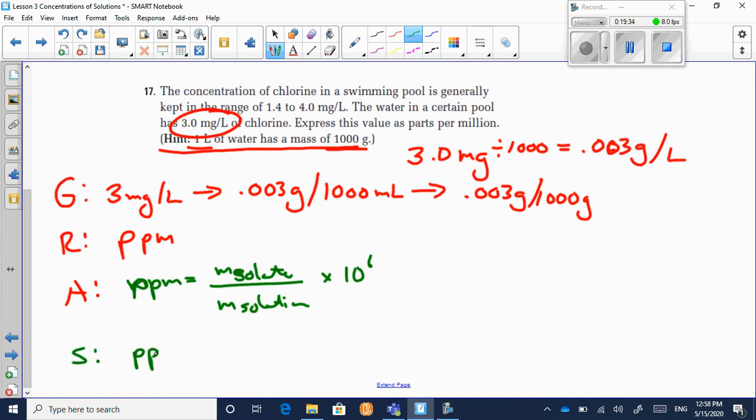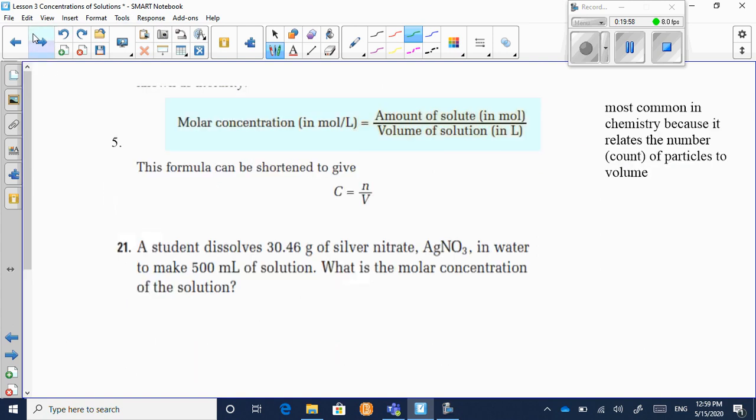So parts per million is equal to 0.003 divided by 1,000 times 10 to the 6th. And when you do that, you get 3 parts per million. Okay, so there's an example of using parts per million.